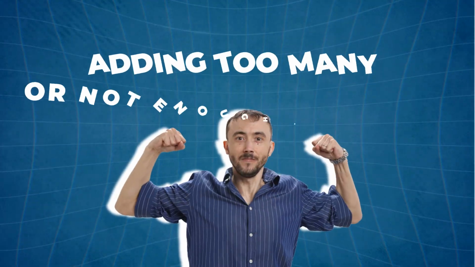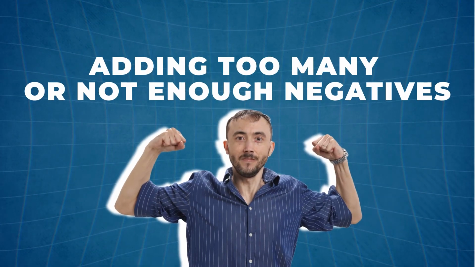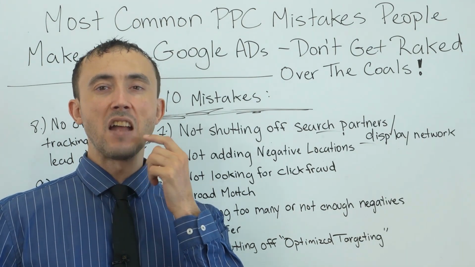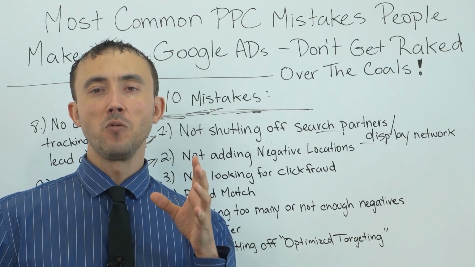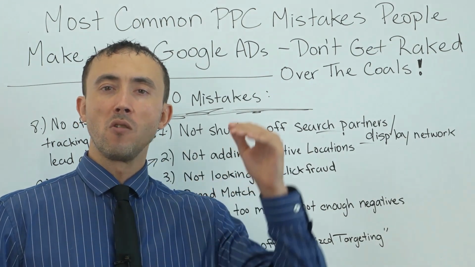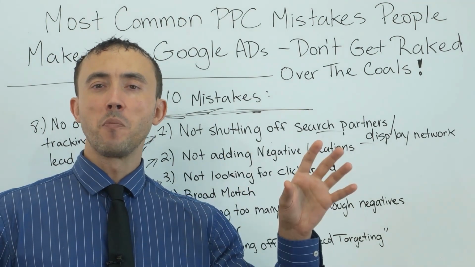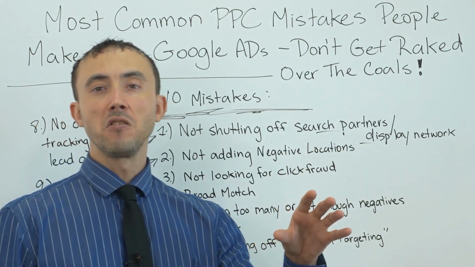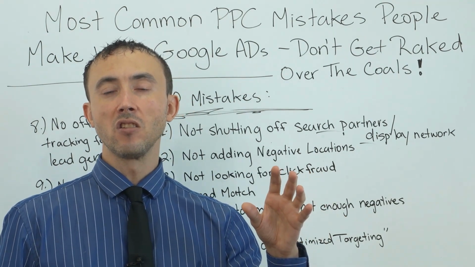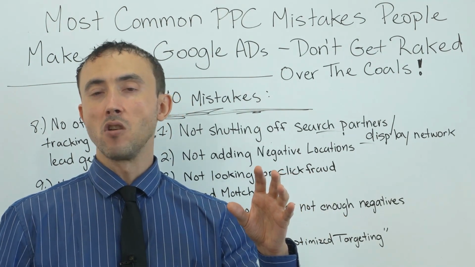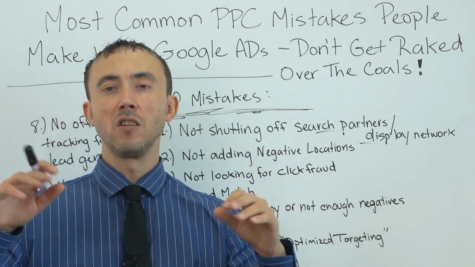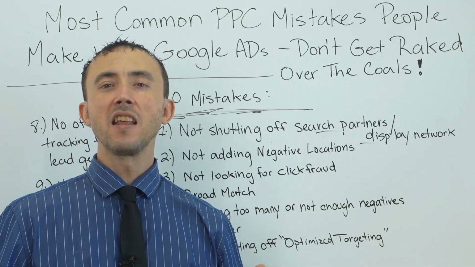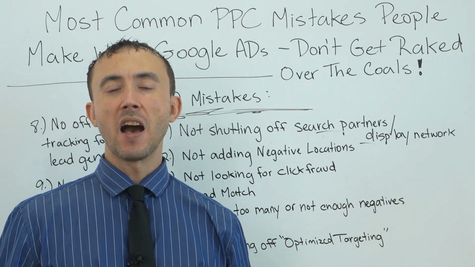Number 5, adding too many or not enough negatives. You probably know what negative keywords are, but the issue is people usually add too much or too little. If you add too few negative keywords, when you go into the search terms report, you're going to have a bunch of stuff showing there that you shouldn't show for. If you add too many, you're going to start adding blockages on stuff that you don't want blocked. You can do a keyword diagnosis to see if any keywords you have now are blocked by adding too many negative keywords.